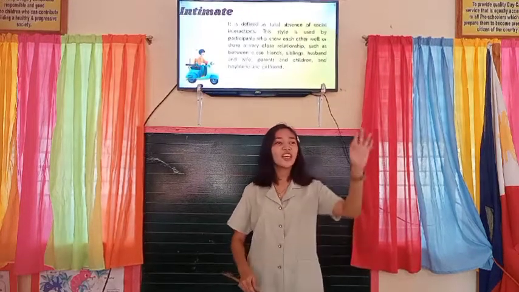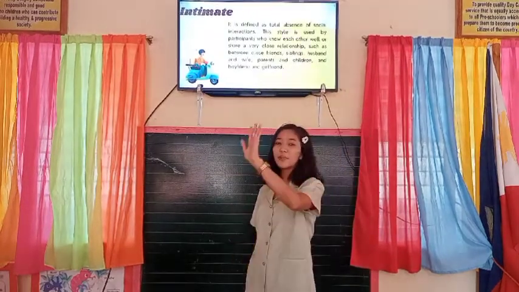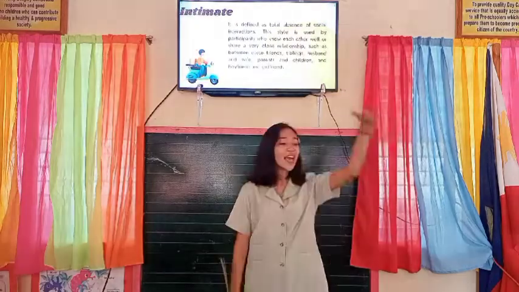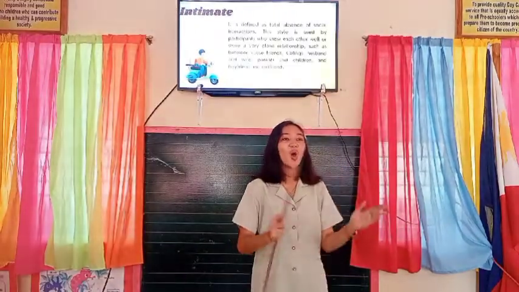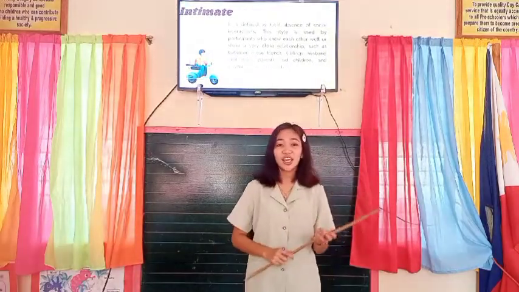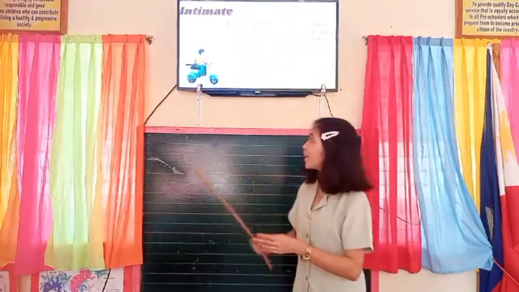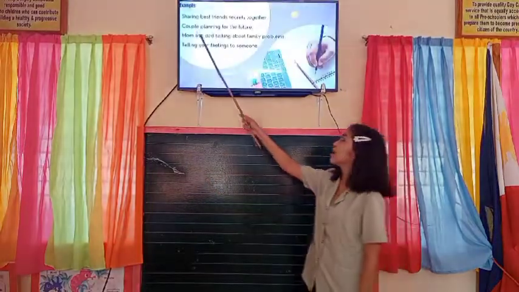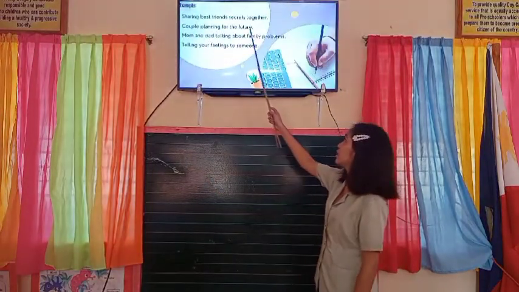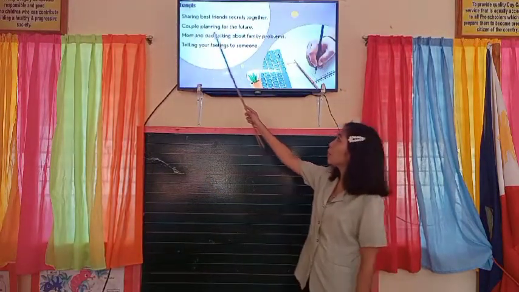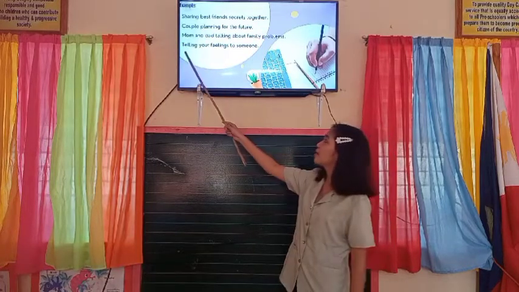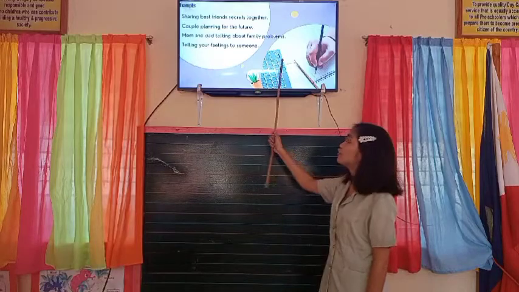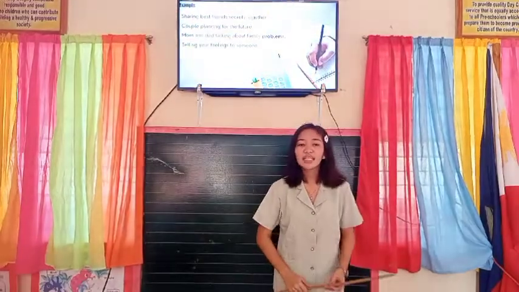So, who can give me an example of the intimate communicative style? Yes, Andre, you have an answer. Kindly stand. Okay, very good. You may now take your seat. So, to make it clear, class, I have here different examples. Number 1, sharing best friend secrets together. Couple planning for the future. Mom and dad talking about family problems, and telling your feelings to someone.